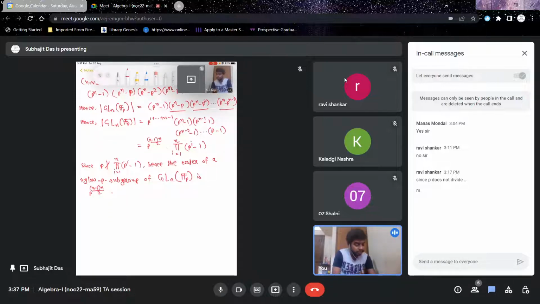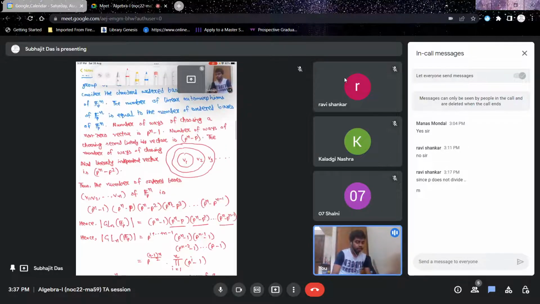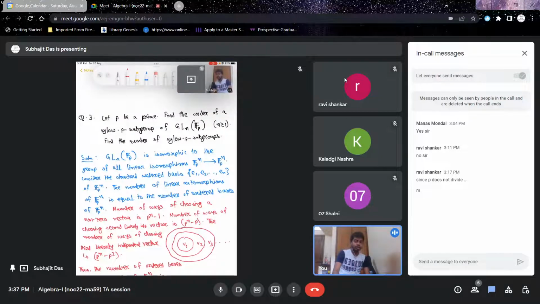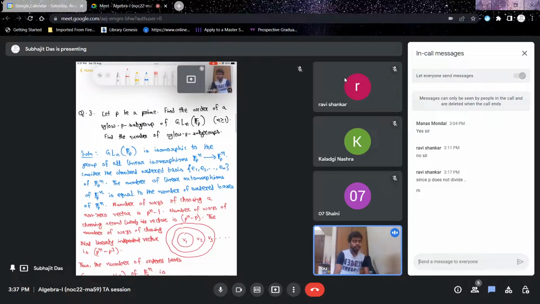So yeah, maybe let me write it more clearly, otherwise. So it is p to the power n times n minus 1 by 2. This is what it is. Not only so, you can in fact find out the number of Sylow P subgroups of GL_n(F_p), which is one other question that I have given here. But since we don't have much time, I'll rather solve this here and let you know. But yeah, this is not difficult again.